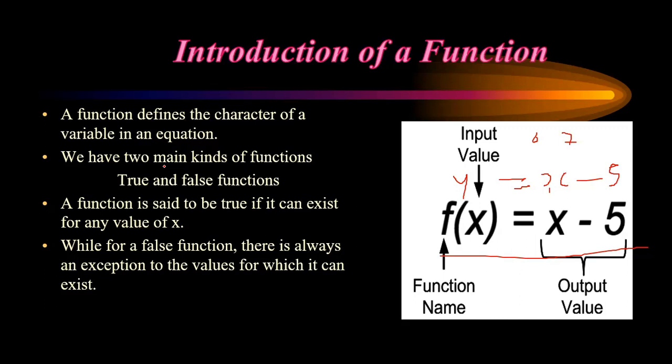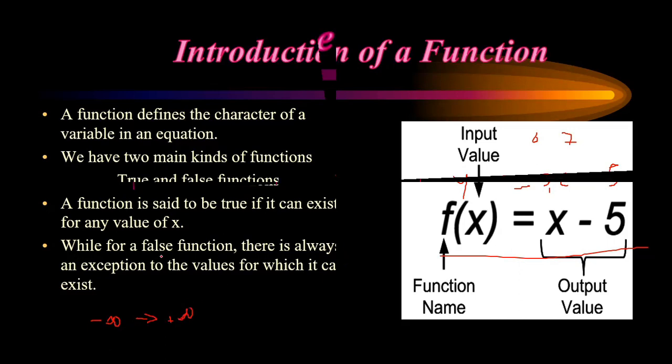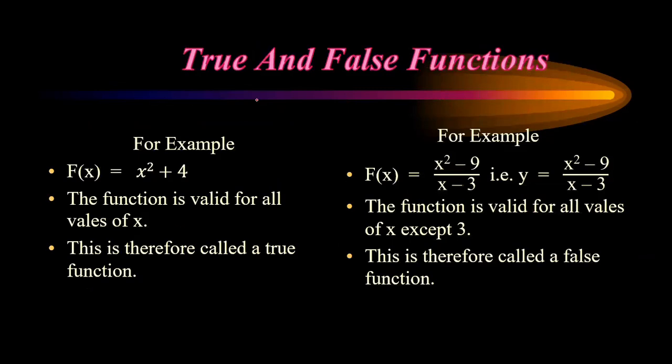So a function is said to be true if it can exist for any value of x. Any value of x means all the whole values of a real number. That means it goes from negative infinity to the positive infinity. This is what I mean, from the negative infinity to the positive infinity. Is that okay? Good. Now, a false function, there is always an exception to the values for which it can exist. There will be a single value or a set of values for which that function cannot exist. So these are the two main kinds of function.